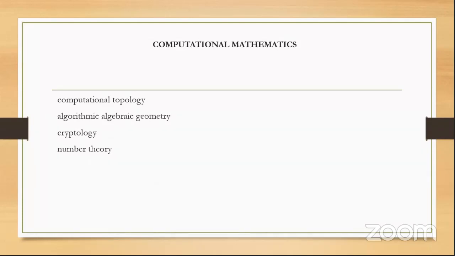Computational techniques play a very pivotal role in computational mathematics. That basically means, first of all, computational topology. Here it is basically the intersection of mathematics and computer science. This is related to the study of efficient algorithms for topological problems, especially those that arise in the areas of computing.